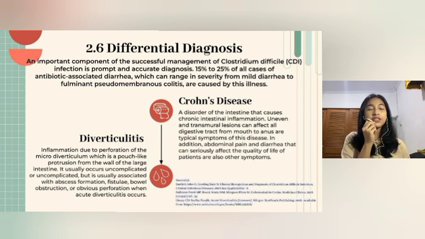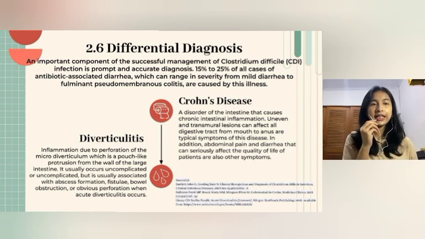There are several differential diagnoses that need to be considered. First, Crohn's disease. Crohn's disease is a disorder of the intestine that causes chronic intestinal inflammation. Uneven and transmural lesions that can affect the whole digestive tract from mouth to anus are typical of this disease. In addition, abdominal pain and diarrhea that can seriously affect the quality of life of patients are also other symptoms.